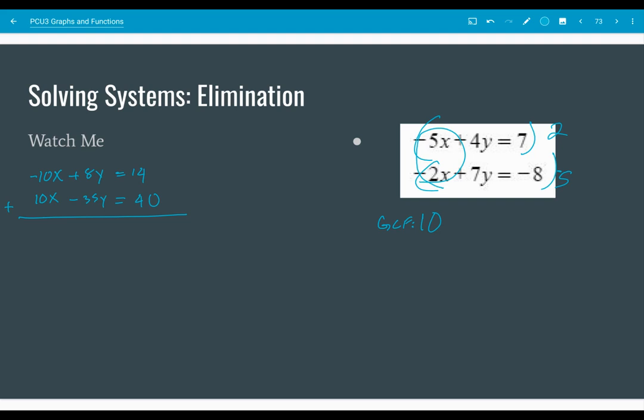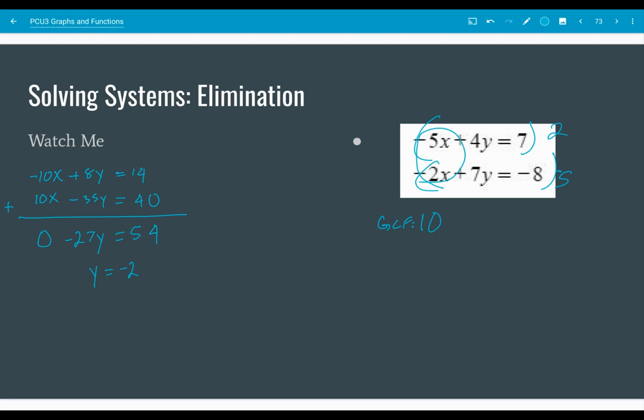And then we're going to add. So negative 10x is 0. This is going to be -27y. This is going to be 54. So y is going to be equal to -2.